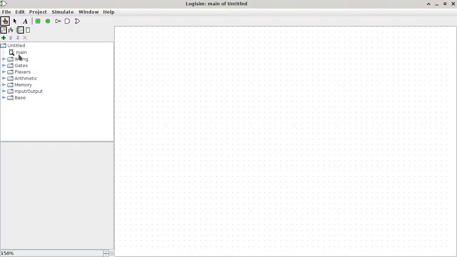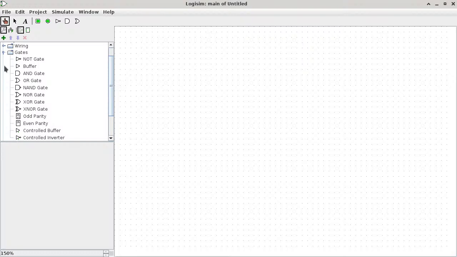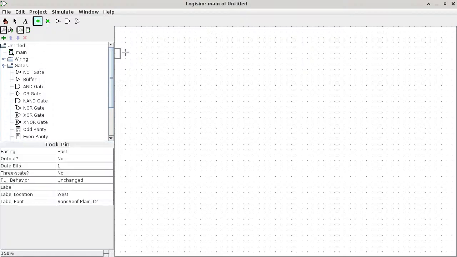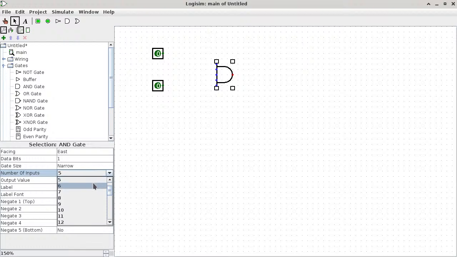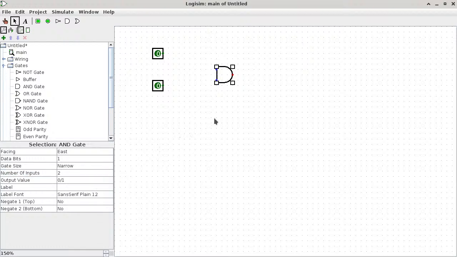For those of you who say, but Logisim already has exclusive OR, which is right here, I'm just going to say, well, let's assume that it does not, okay? So if Logisim does not have exclusive OR, I'm going to make my own. And to make my own, I need AND gates. The default AND gate is way too big, too many inputs. So I just have to change all of that stuff here.